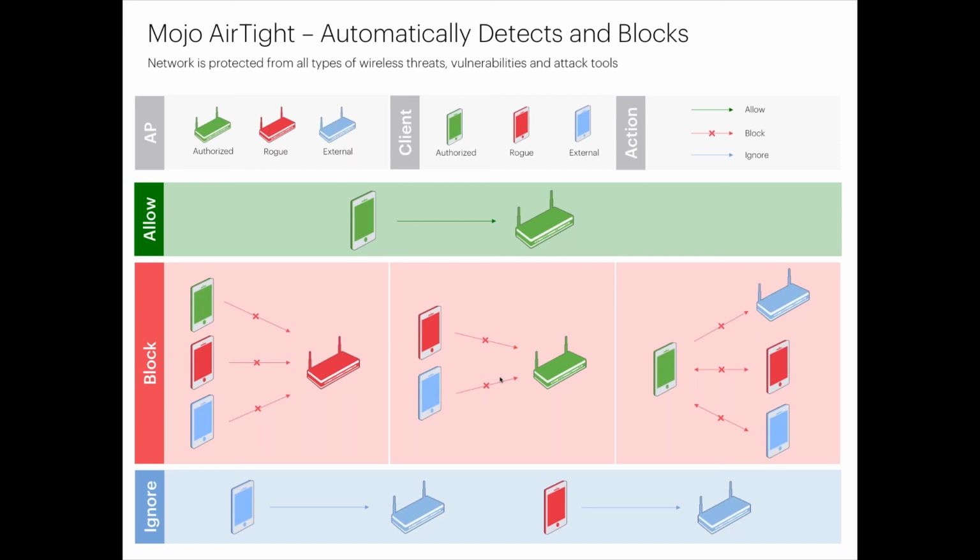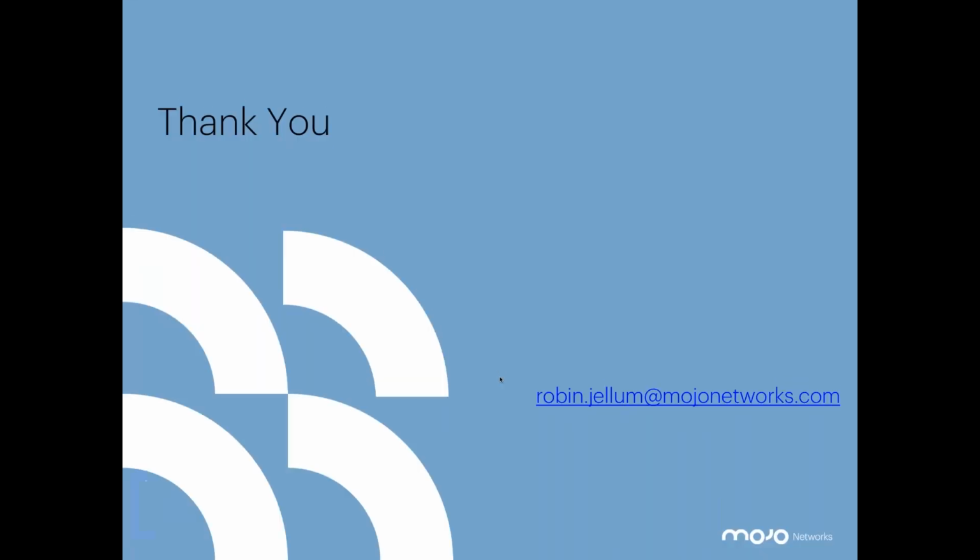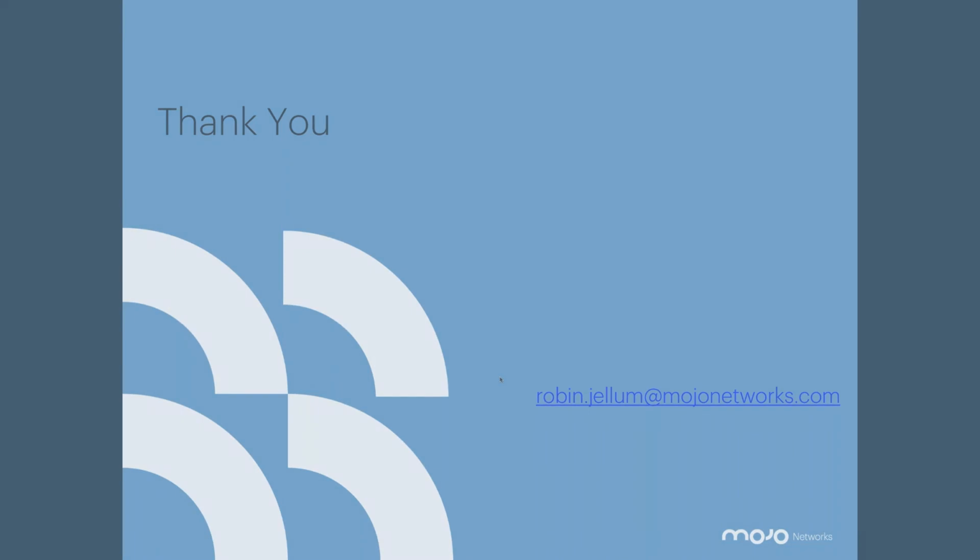At the same time, one of the real concerns about WIPS is that WIPS often can have unintended consequences by blocking neighbors from connecting to their own APs, which is technically illegal. So with Mojo Airtight, we're very effective at not affecting neighbors and not affecting rogues connecting to neighbors, because that's not our responsibility. Anyway, so there's a whole bunch of stuff I talked about there.